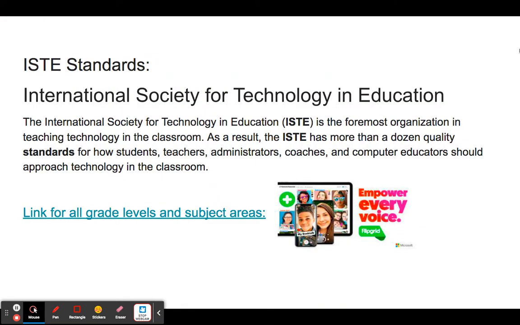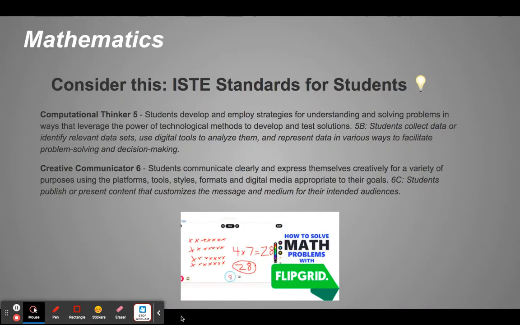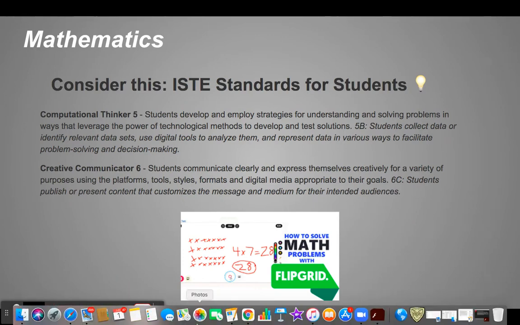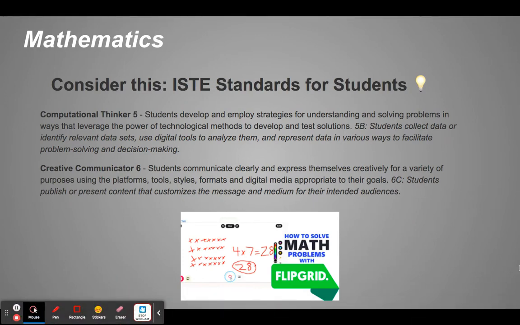Looking at the ISTE standards, the International Society for Technology in Education, Flipgrid has added links for all grade levels and all content areas and demonstrated how their material can be utilized to meet these standards. This grade level link is here in my presentation. Looking specifically today at mathematics and language arts, they share two different standards that can be met easily through Flipgrid.